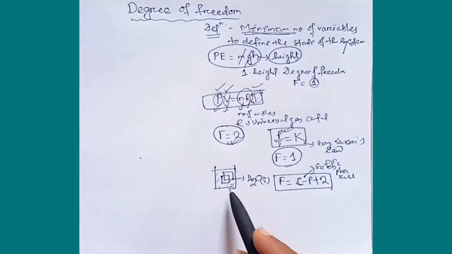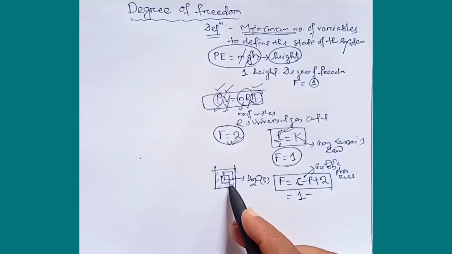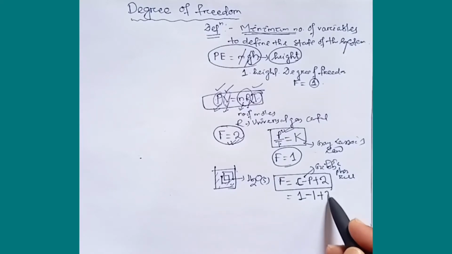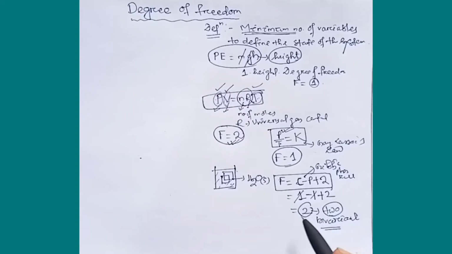Here water is present, so in place of component we can write C equal to 1, and water is present only in the solid state, so in place of phase I will put 1. So plus 2, so cancel. What I get here is degree of freedom 2, that is bivariant. So the condition is when phase becomes 1, then F becomes 2.